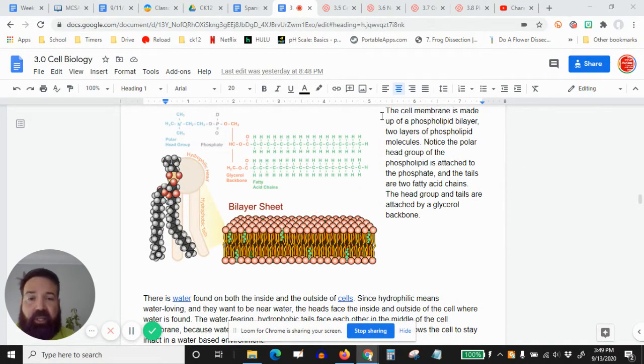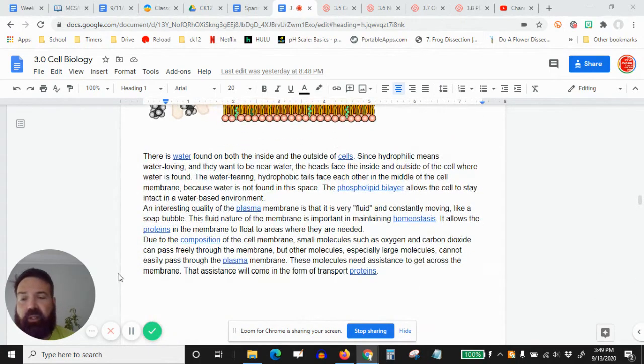I'm going to read the caption. The cell membrane is made of a phospholipid bilayer, two layers of phospholipid molecules. Notice the polar head group of the phospholipid is attached to the phosphate, and the tails are two fatty acid chains. The head group and the tails are attached by a glycerol backbone. All right, on with the section.